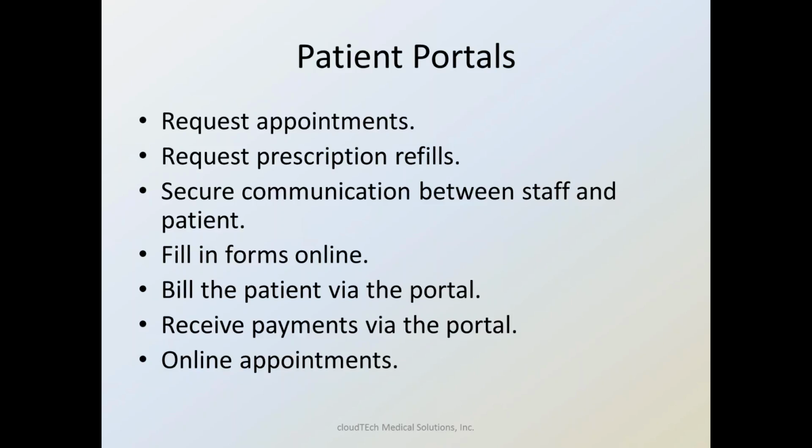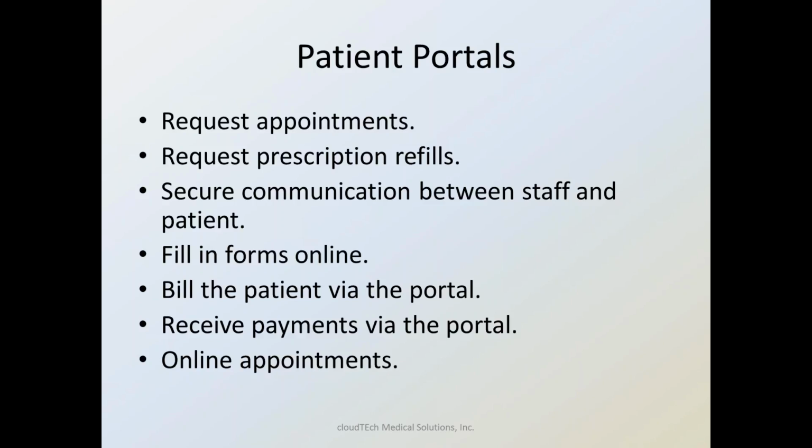So they want services to be had out there, like patient portals, to be able to request appointments online, to be able to request prescription refills without having to actually call and talk to the staff, to be able to communicate with the staff. And it's also important that they can fill out some of their intake forms online. They don't have to actually sit inside the practice and fill them out for a long period of time.